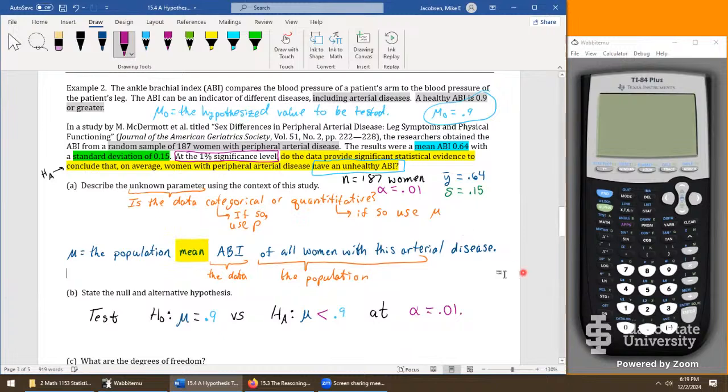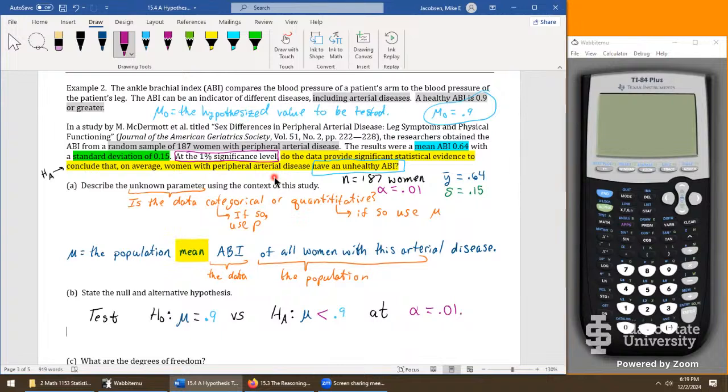So we are requiring a huge level of evidence before we support the alternative hypothesis, which makes sense because this is a medical problem. We don't want to make a false positive by accident. So we're making a lot of evidence be the benchmark before we try to make a big claim about this condition, having this arterial disease. Does that look right to folks for hypotheses?